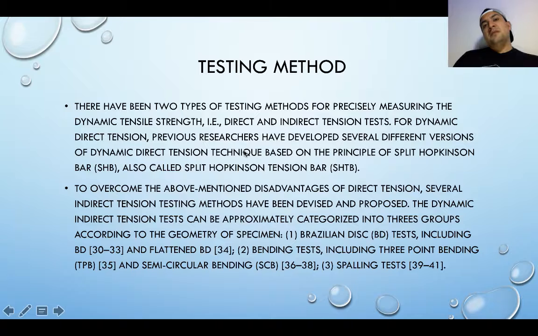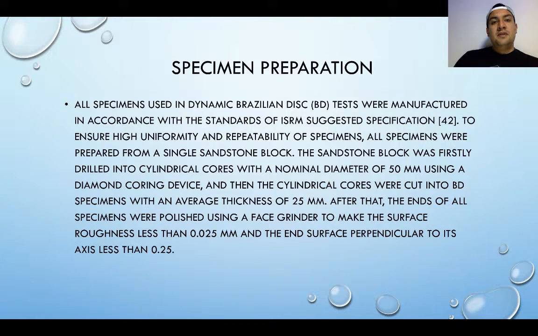So what were the testing methods? There are two types of testing methods for precisely measuring the dynamic tensile strength: direct and indirect tension tests. For dynamic direct tension, previous research has developed several different versions of dynamic direct tension techniques based on the principle of the split Hopkinson bar, also called the split Hopkinson tension bar. And how was the specimen preparation?